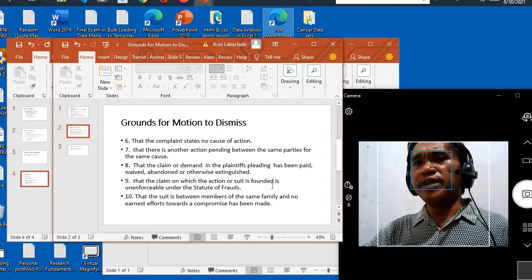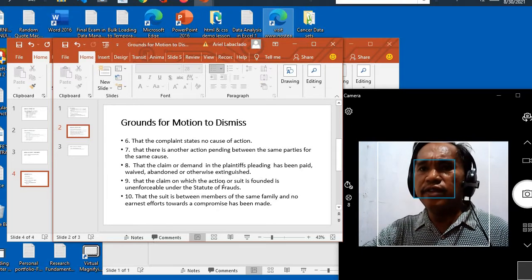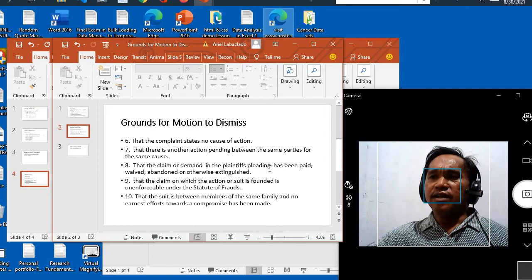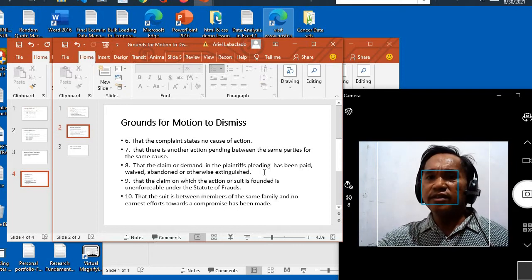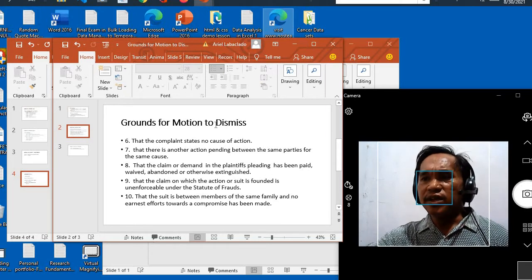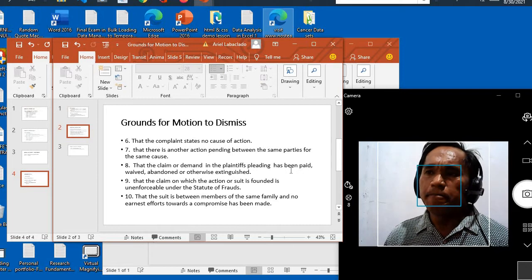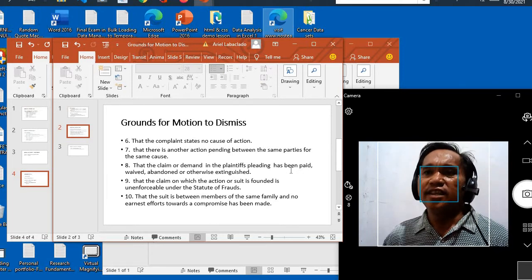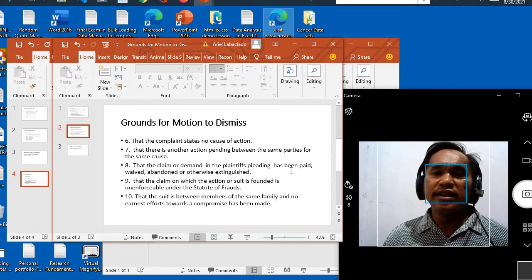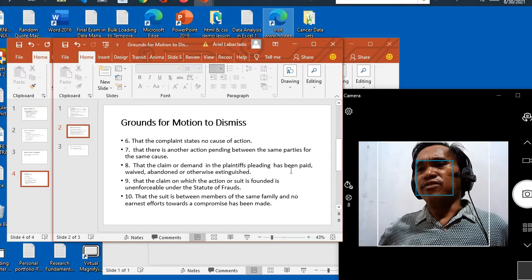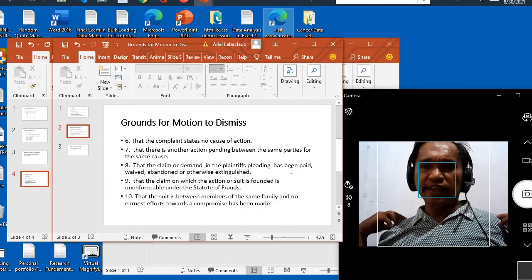So another ground, that the claim or demand in the plaintiff's pleading has been paid, waived, abandoned, or otherwise extinguished. Likewise, the lawyer here can move for dismissal. The claim has already been paid, waived, abandoned, or otherwise extinguished. So these are grounds for dismissal of the case. So the lawyer of the defendant can move for dismissal of the case.